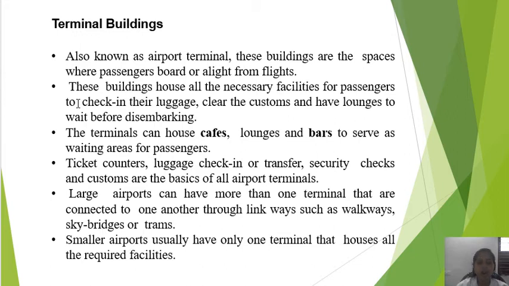A large airport can have more than one terminal that are connected to one another through linkways such as walkways, sky bridges, or trams. A small airport usually has only one terminal that houses all the required facilities.